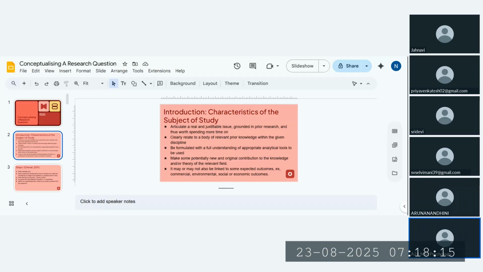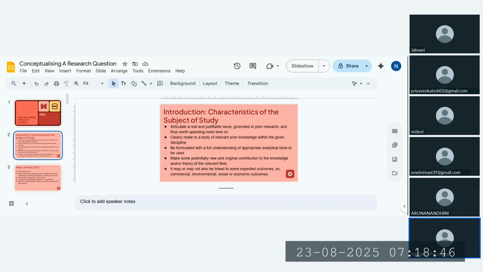The question should be formulated with a full understanding of appropriate analytical tools to be used. So to understand the problem we are trying to solve, we should know the tool na use panna poren, the method of data collection use panna poren. This is how I'm going to analyze the data that I'm collecting. So this knowledge you need when you formulate the research question.